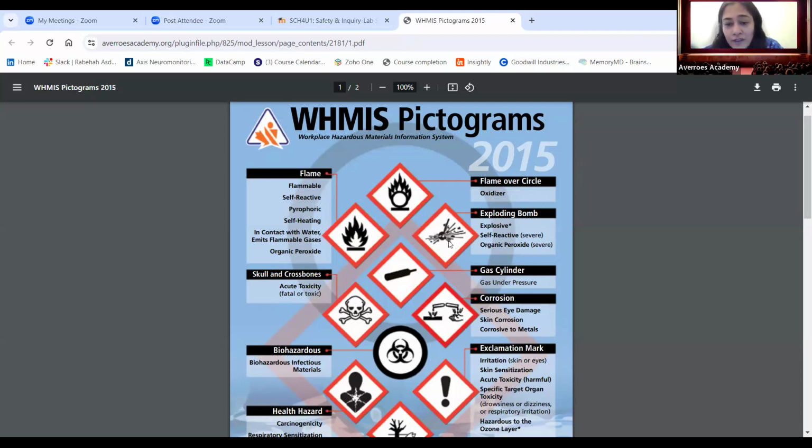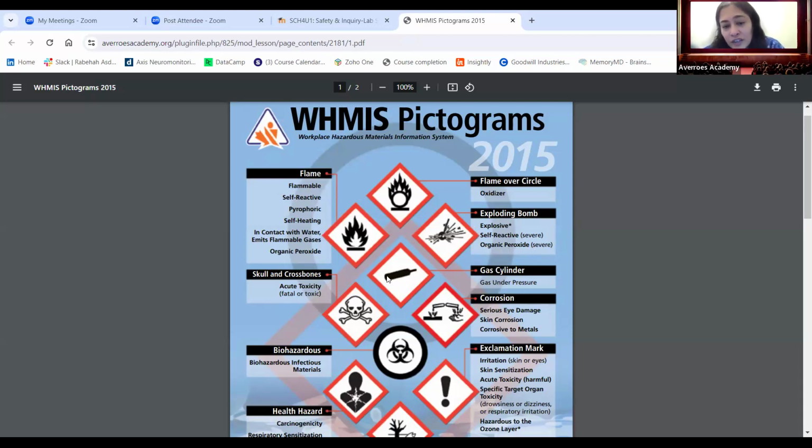And then, of course, you have this explosion, right? It looks like a bomb, basically. So it's like an explosive chemical. It's self-reactive, and it's a severe organic peroxide.